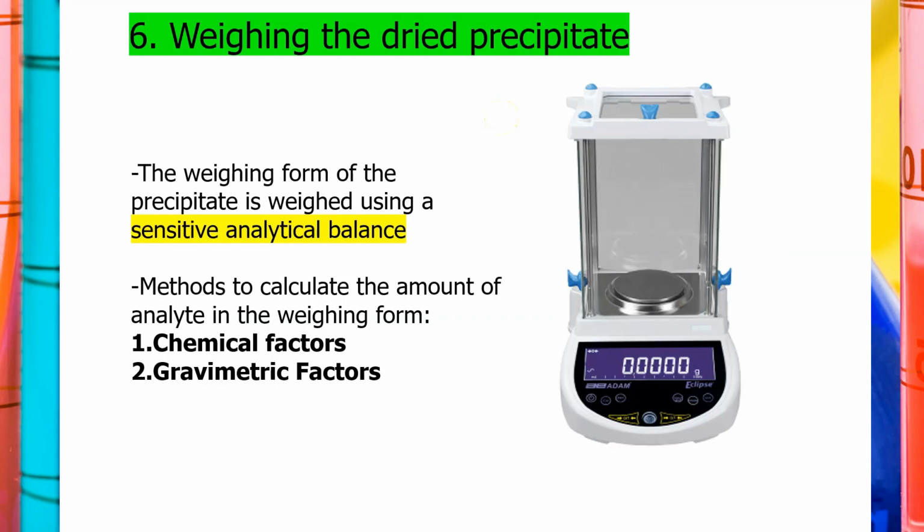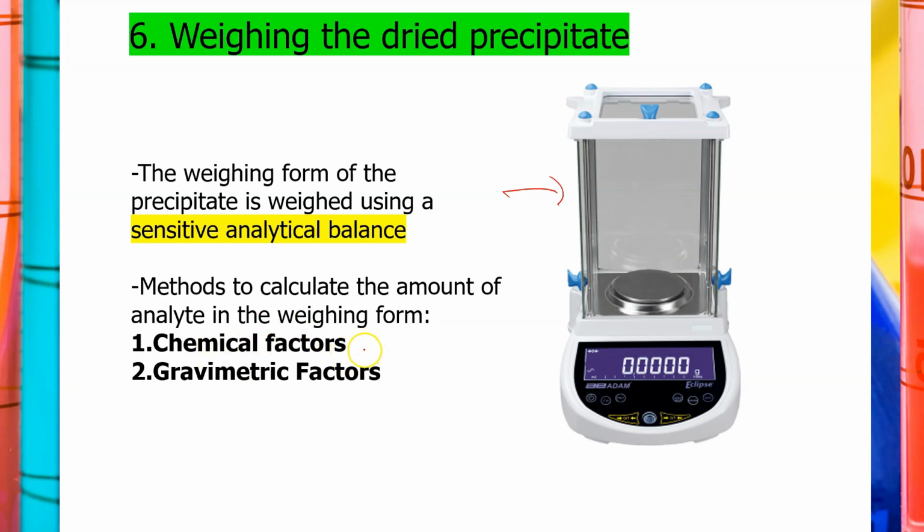Next, we move to the last principal step in gravimetric analysis, which is weighing the dried precipitate. The weighing process to get the mass of the precipitate is usually done using a sensitive analytical balance. This is to make sure we get an accurate value of the weight of the product. After getting the mass of the product, there are two methods to calculate the amount of analyte in the weighing form.